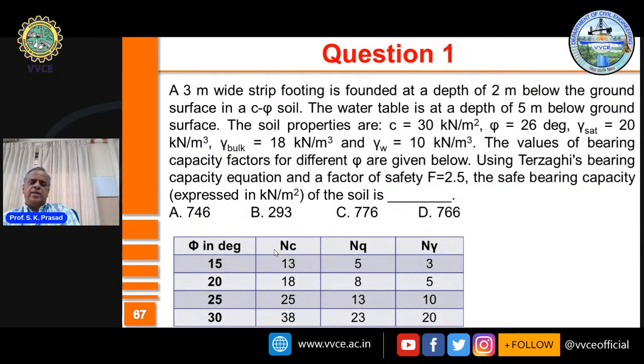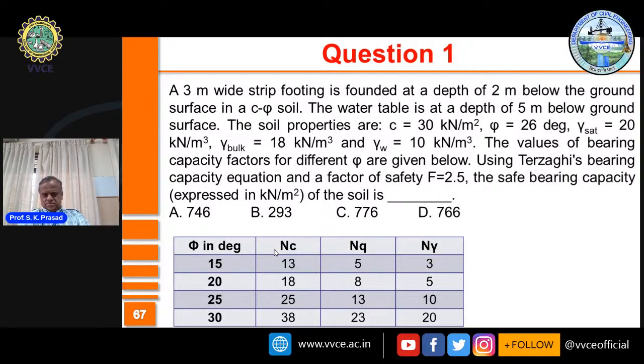With this, I will solve as many numerical problems as possible, which I have taken from previous GATE editions. And as I told you, in geotechnical engineering, maybe 90% of the questions are problem oriented.